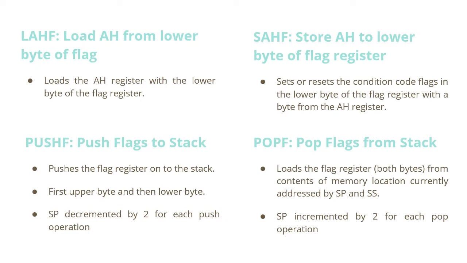It will set or reset the condition code flags in the lower byte of the flag register with the byte that is present in the AH register. Next is the PUSHF instruction, which means push flags to stack. Here what happens is that it pushes the flag register onto the stack. First, the upper byte of the flag register is pushed, and then the lower byte is pushed onto the stack. The stack pointer is decremented by 2 for each of the push operations.